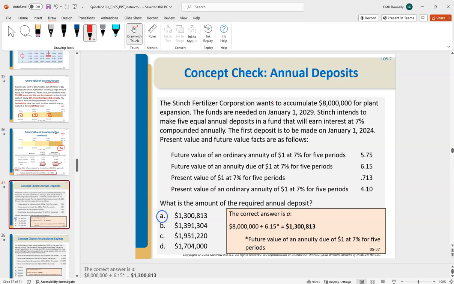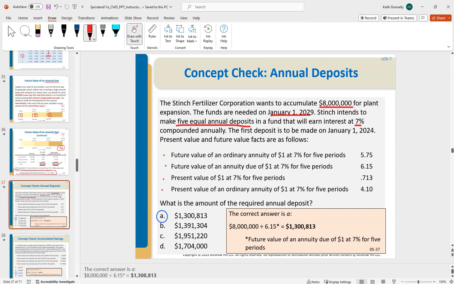Right, so here they give us an example. The Fertilizer Corporation wants $8 million for plant expansion. It's needed on January 1st, 2029. They intend to make 5 equal annual deposits that will earn 7%. The first deposit is to be made January 1st, 2024. Present and future value factors are as follows. So they're giving you a lot of different information here. You have to analyze this and say, what am I really using? What is important here? It's not only enough to be able to use those tables. One way I could shorthand it is give you the information from the tables and have you pick here.